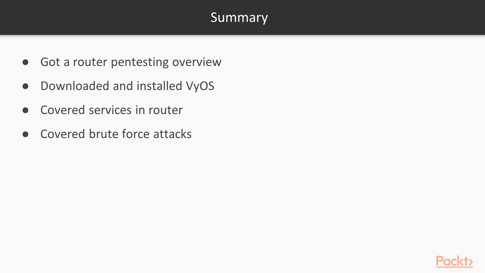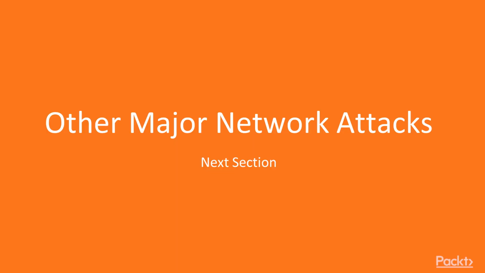If we talk about the section summary, then what we have learned in this section, first of all, we have learned what is router pen testing. Then we have learned how you can download and install BIOS inside your virtual machine. Then I have provided you information on how you can assign an IP address and how you can start services like SSH and Telnet inside your router. And then finally we have learned how we can perform a brute force attack from the Kali Linux operating system. So this is all about this section, and I hope you have enjoyed it. In the next section we are going to learn about other major network attacks. So thank you so much.